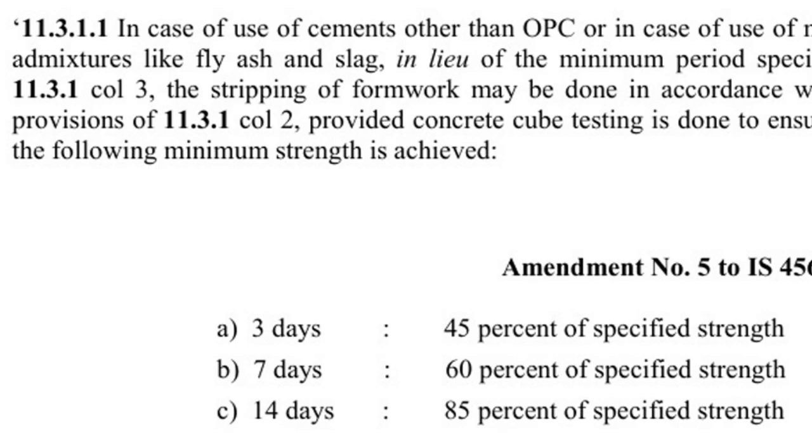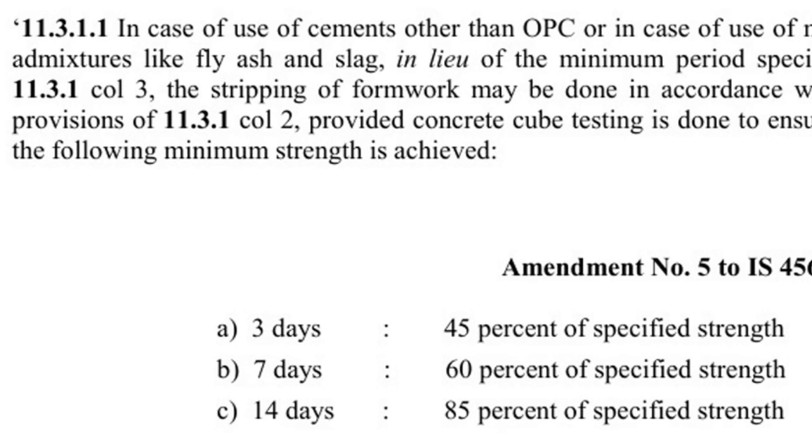But whatever it is saying, this clause can also be followed if you are using fly ash or GGBS, but there is a condition or criteria: you need to define that in 3 days, 45 percent of the specified cube strength has to be achieved. In 7 days, 60 percent has to be achieved, and in 14 days, 85 percent of the specified strength has to be achieved. And if the criteria is satisfied, we can deshutter the concrete. So these are the deshuttering times as per IS 456.